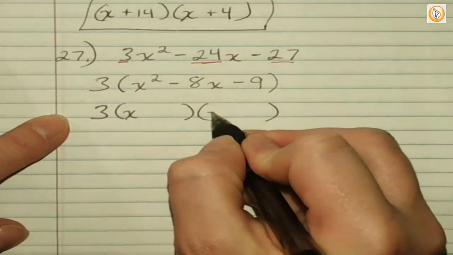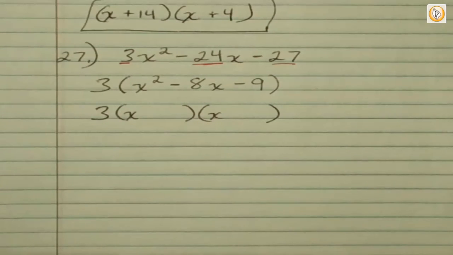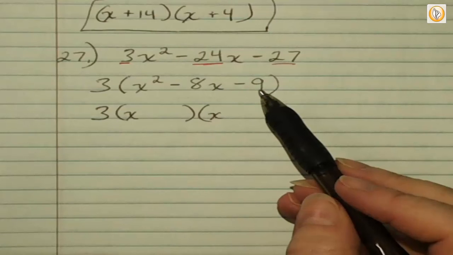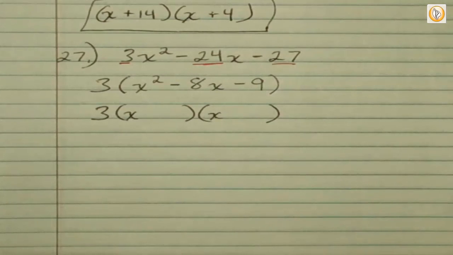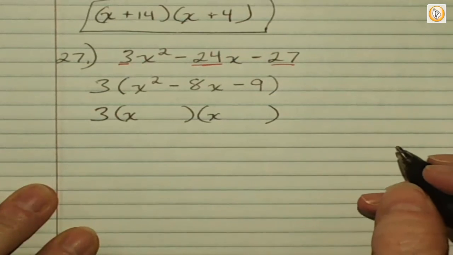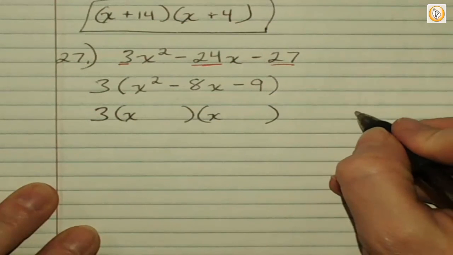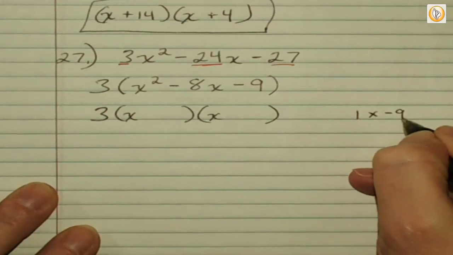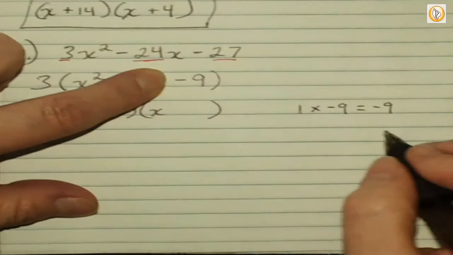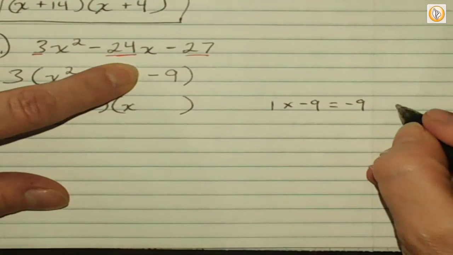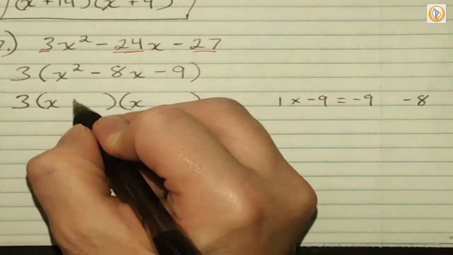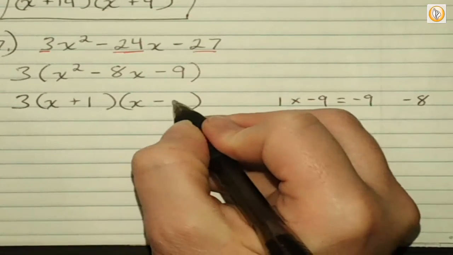So now I got my X and my X. Raise your hand if you can tell me what goes here. That when multiplied, give me negative 9, but when added, give me negative 8. Oh, Keith has the answer. X plus 1 times x minus 9. Okay, so he's saying 1 times negative 9 is going to give negative 9. That works for the last one. If you add them together, you get negative 8, which works for the second one. Very good. So that's a positive 1 and a negative 9.